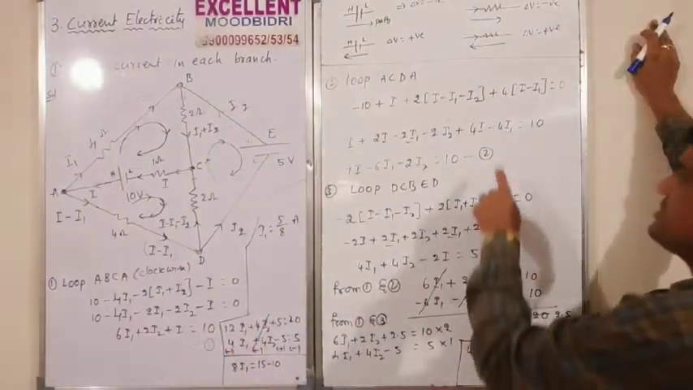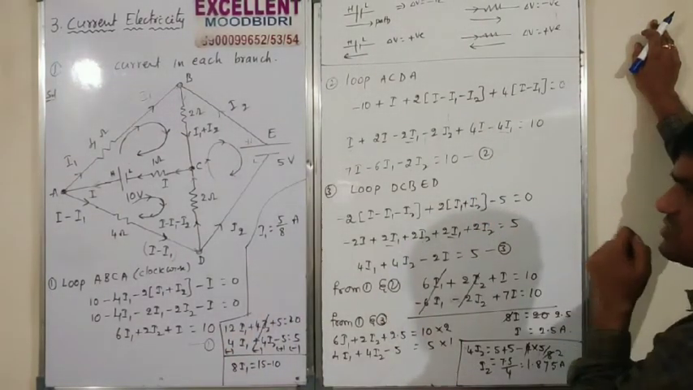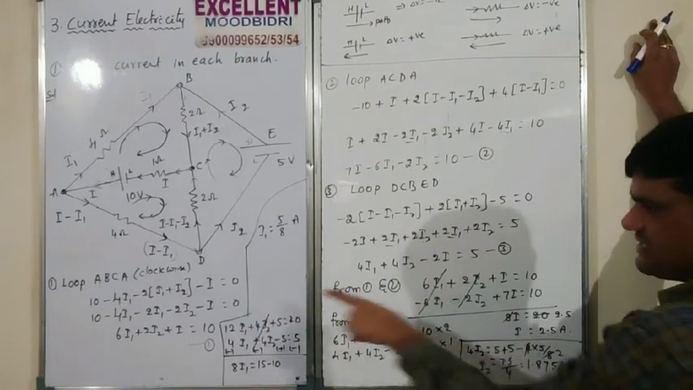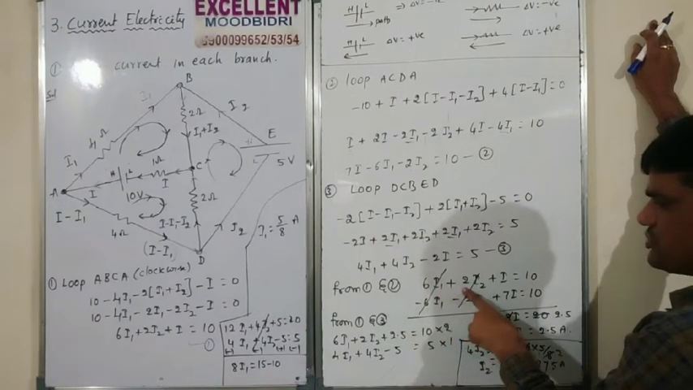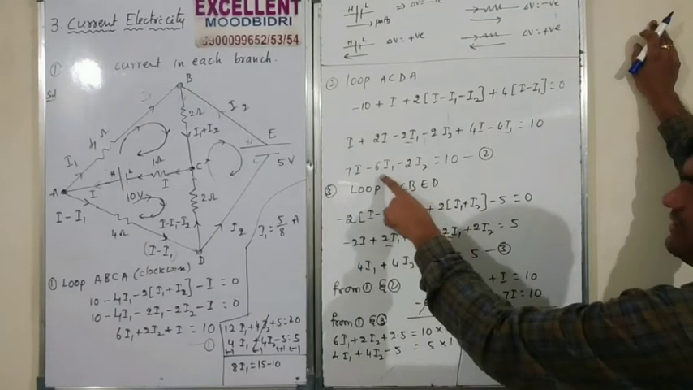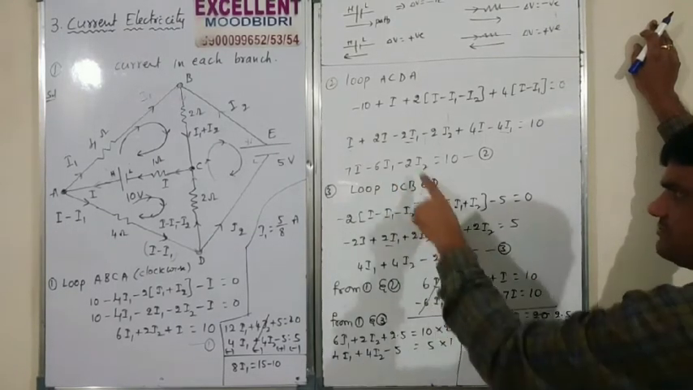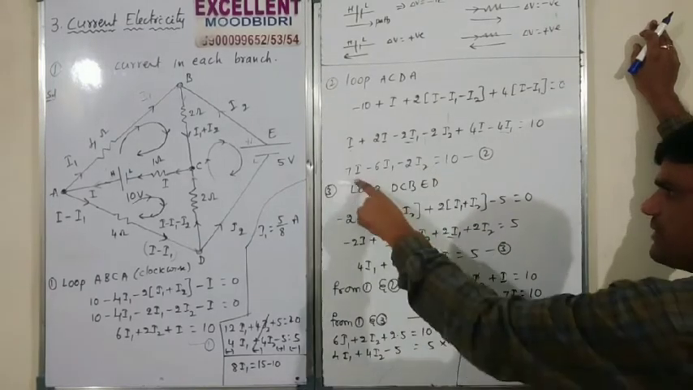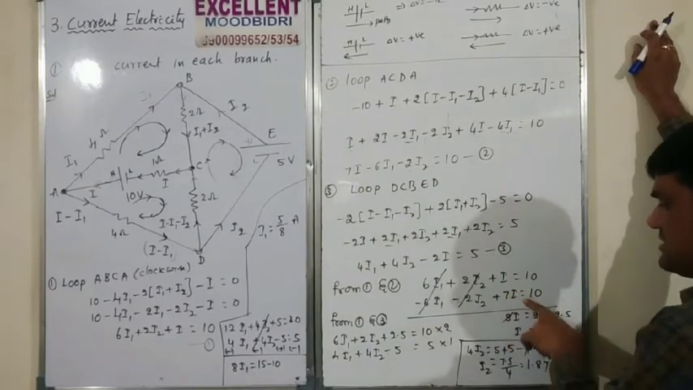Next, from equation 1 and equation 2. Okay. So what is the equation number 1? 6I1 plus 2I2 plus I is equal to 10. Here, minus 6I1 minus 2I2 plus 7I, I is equal to 10.